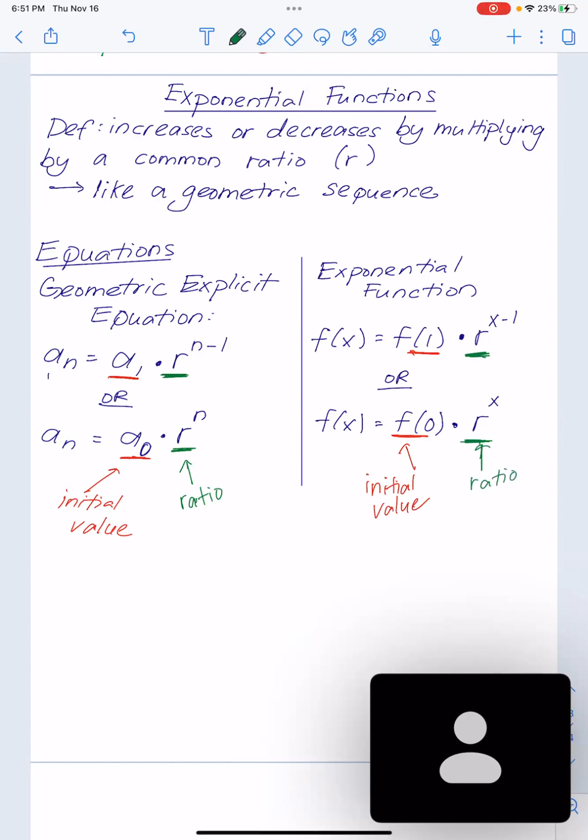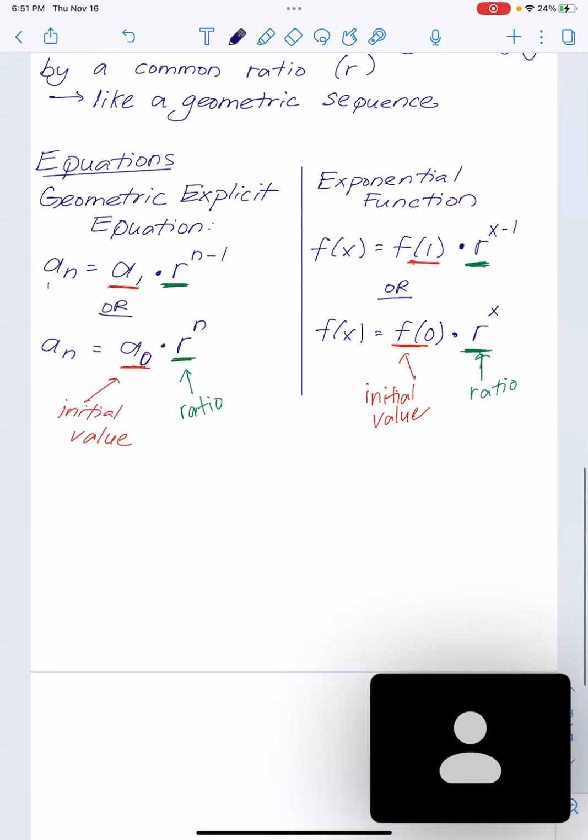Okay, take a second and finish copying this down into your notes. Pause if needed. Okay, we're going to do another example problem, just like we did for the linear section. So here we go. We're going to do an exponential example problem.